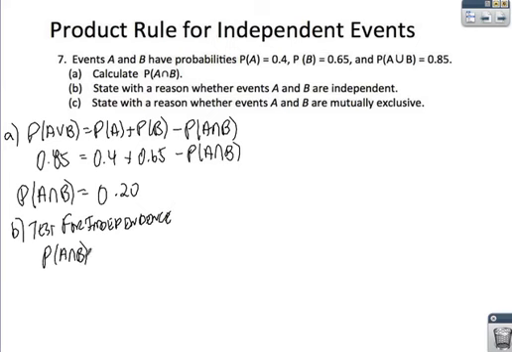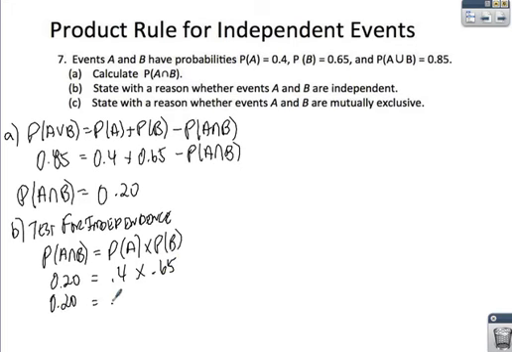So again, if they were to be independent, they would satisfy the product rule for independence. We've already found P(A and B) to be 0.20. P(A) we know is 0.4, P(B) is 0.65. Here we find out that 0.20 does not equal the product of those two probabilities. So our conclusion now would be that these events are not independent.